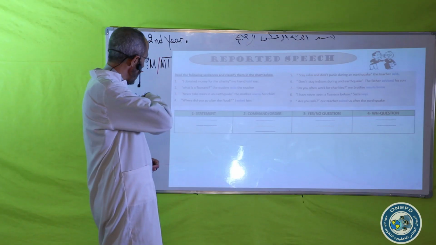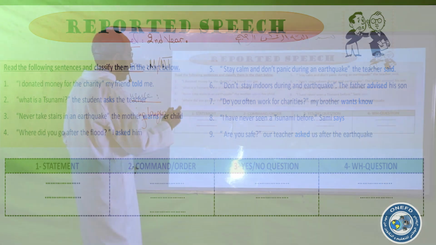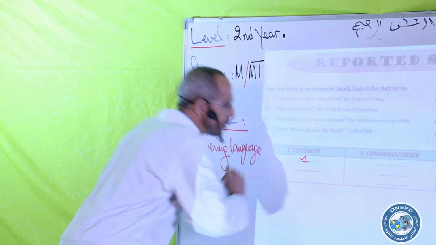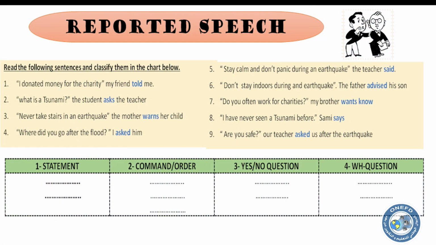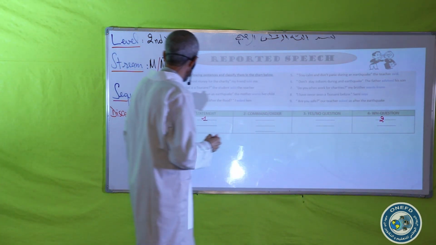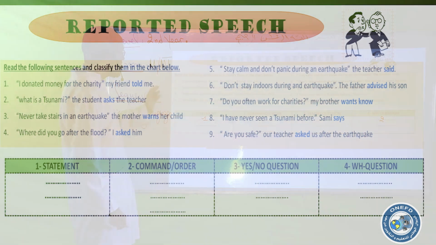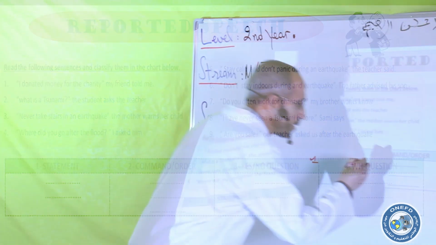Sentence 1. I donated money for the charity. My friend told me. This is a statement. Sentence number 2. What is a tsunami? The student asks the teacher. Well, this is a WH question. Sentence 3. Never take stairs in earthquake. The mother warns her child. This is an order, of course.